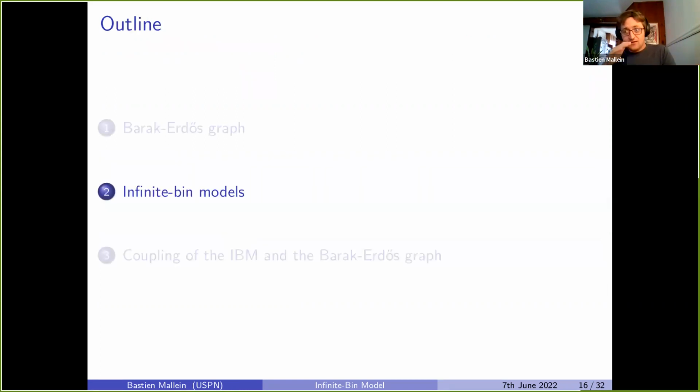Okay. So, maybe I can answer some questions so far about the model? Well, if not, then I can start to introduce the intermediate model that we introduced to work with this question.